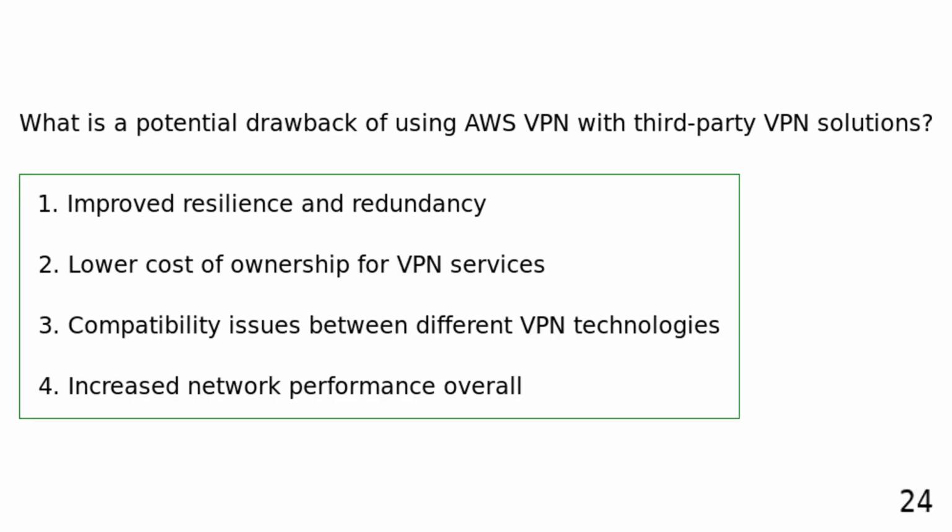What is a potential drawback of using AWS VPN with third-party VPN solutions? Improved resilience and redundancy. Lower cost of ownership for VPN services. Compatibility issues between different VPN technologies. Increased network performance overall.